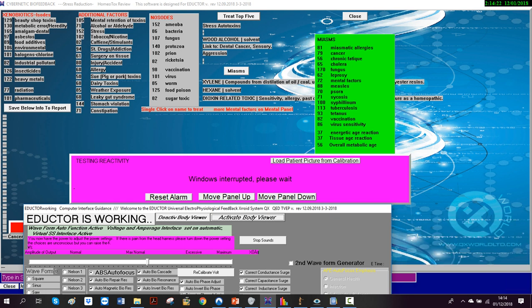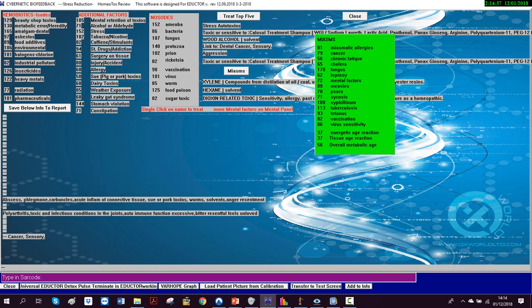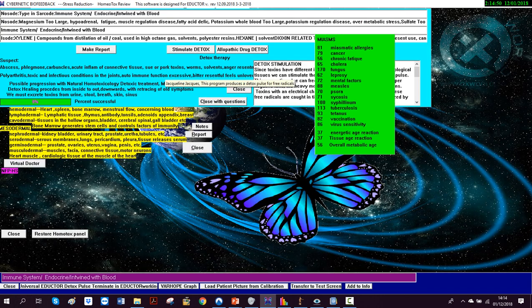Okay. So what is happening here is that we have, look at that, rectification 66. That means that the body is still not able to overcome all those main toxins. Then we have some emotional indication here, and this is really interesting to look at. All of this, and here are the programs for the detox: stimulate detox, allopathy and drug detox, and we have this one here.